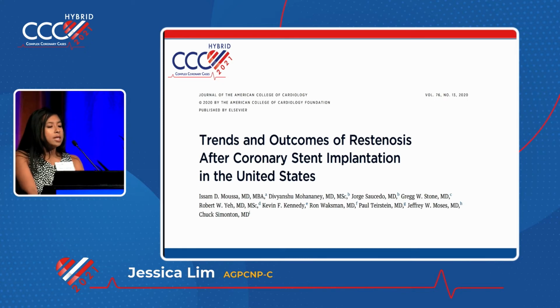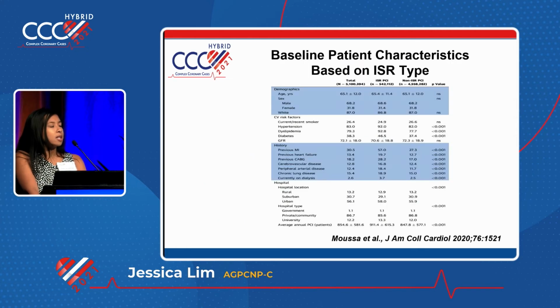So in JAC 2020, they actually did an article showing the trends and outcomes of restenosis after coronary stent implantation in the United States. And what this was, it was a retrospective study that analyzed the factors that are very common in patients that have ISR. So you can see here basically what we know already, these cardiovascular risk factors. A lot of people that had ISR had hypertension, hyperlipidemia, diabetes, they were smokers. Also, they had a history of prior MI, heart failure, or CABG.